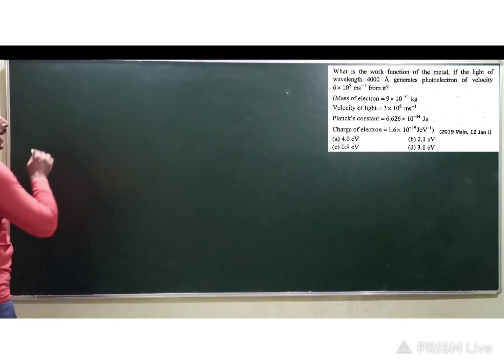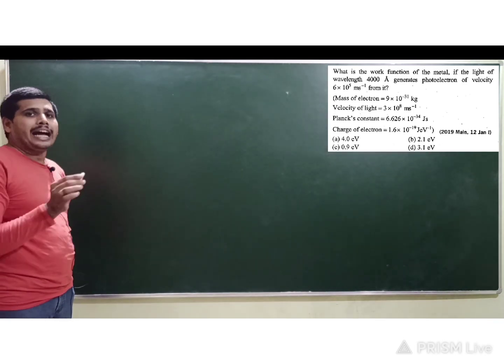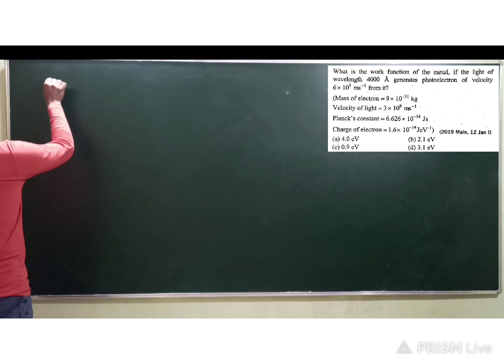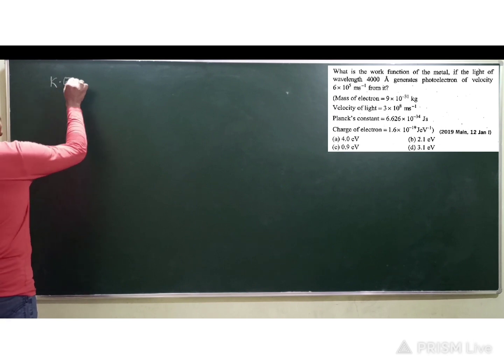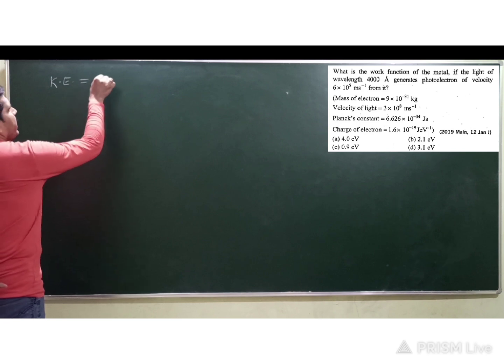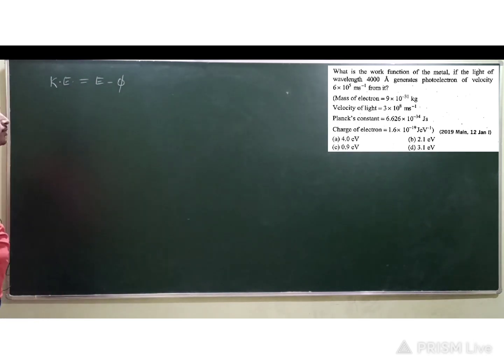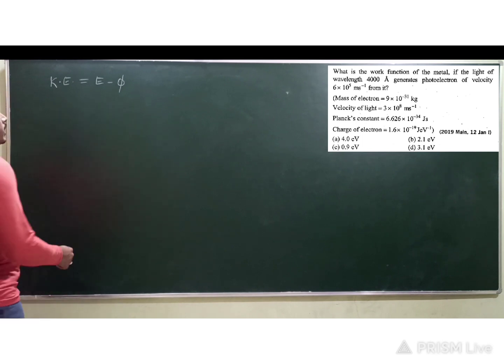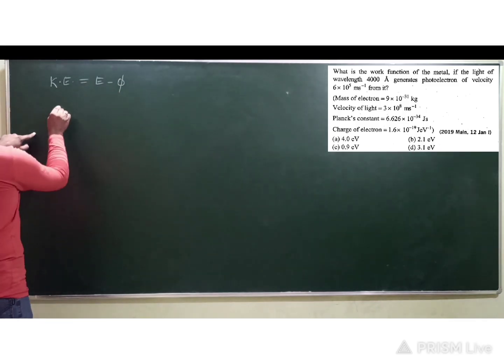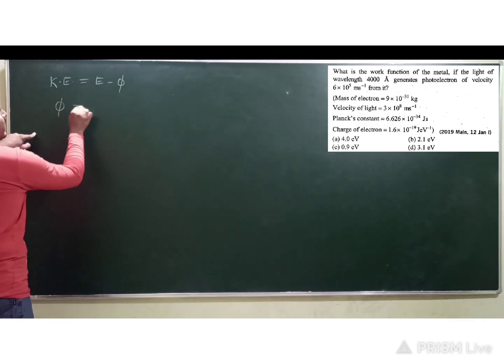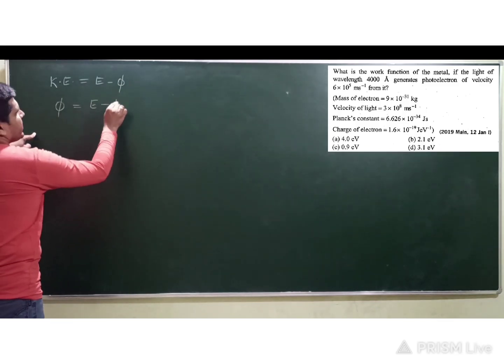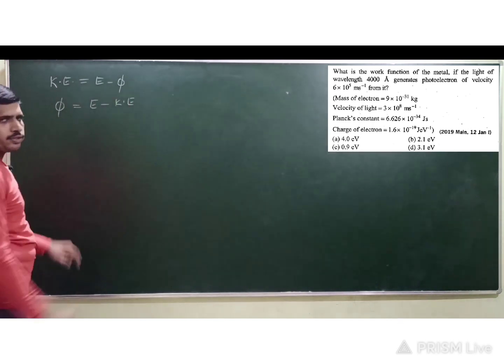Okay, now let us apply to solve this problem the Einstein formula for photoelectric effect, which can be written as kinetic energy is equal to what? Energy minus the work function, which is denoted as phi here. Okay, now what is asked to calculate? What is the phi value? So let us write in terms of that. So phi is equal to E minus the kinetic energy. Do you agree? Yes, of course, right?